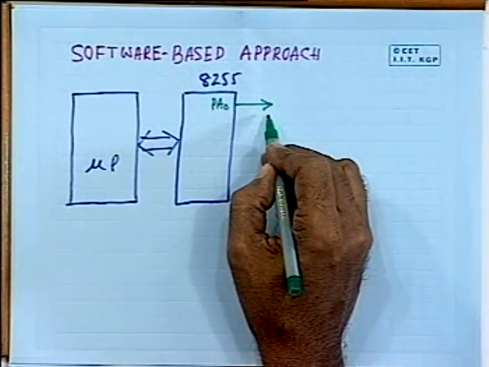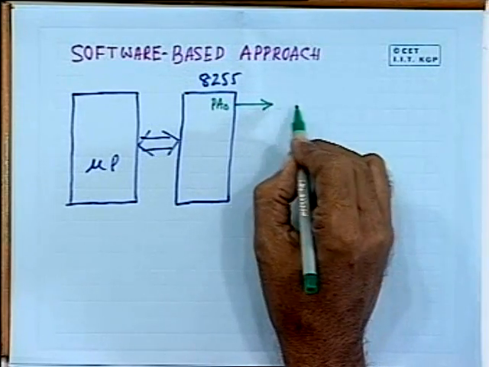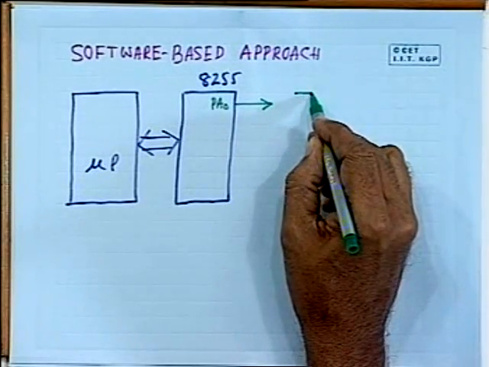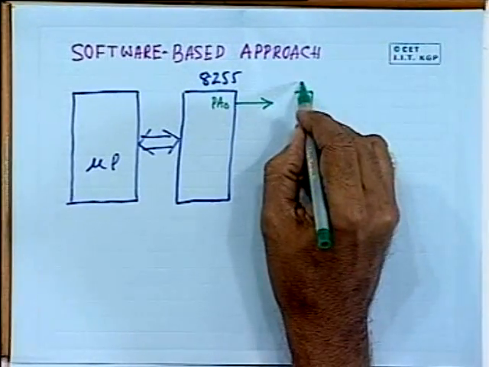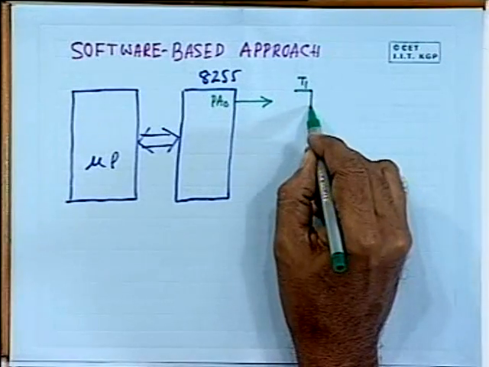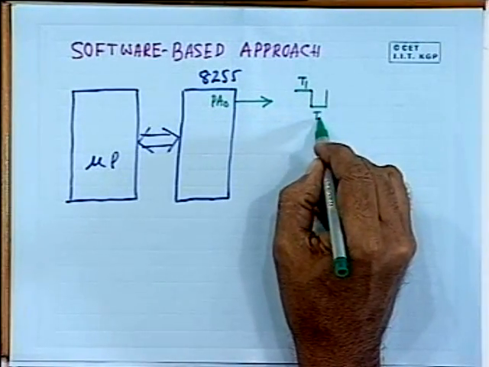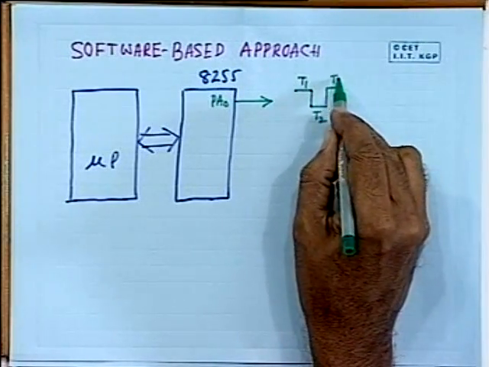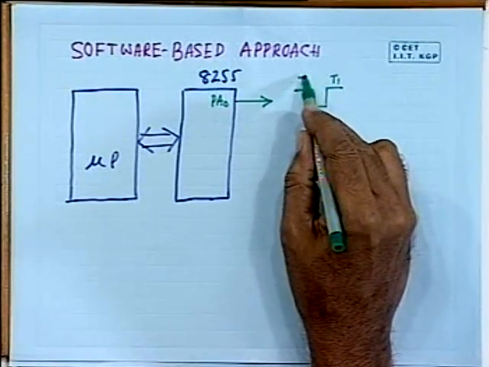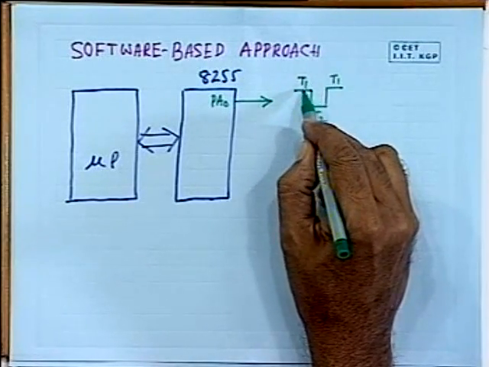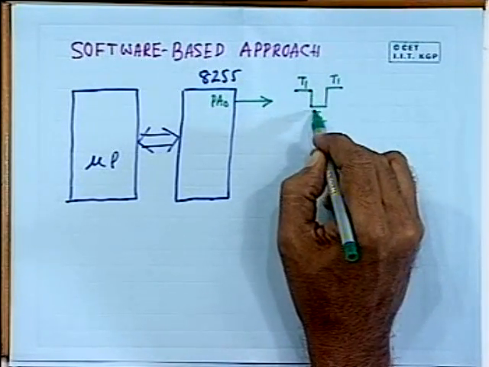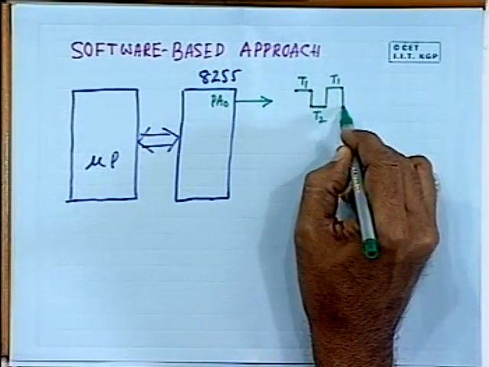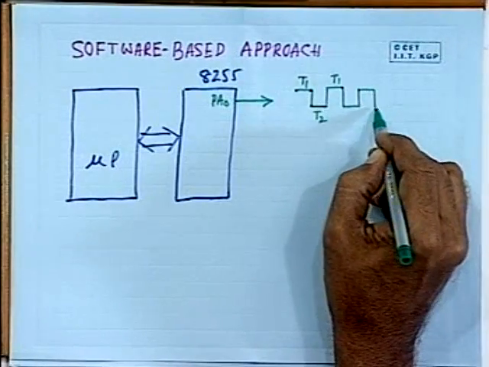Then you can make it high, then generate a delay of some duration. Then you can make it low, then generate delay of duration, say this is T1, let this duration be T2, and then you repeat this duration T1 delay. In a loop you can go. So for this duration T1 you make the line high, for this delay duration T2 you make it low. So in this way you keep on generating in a loop.